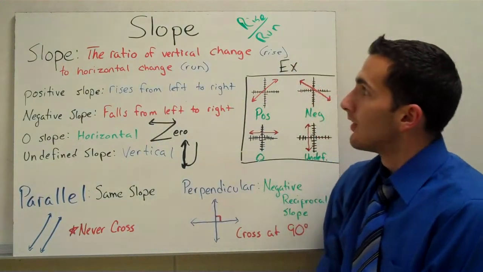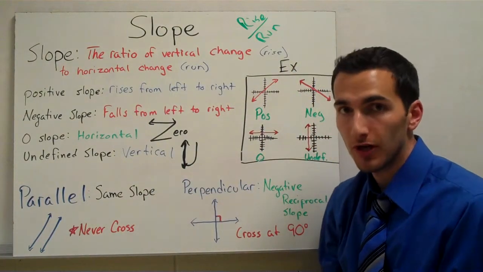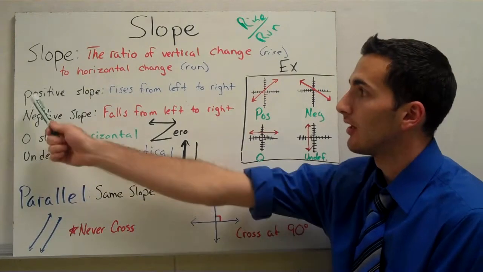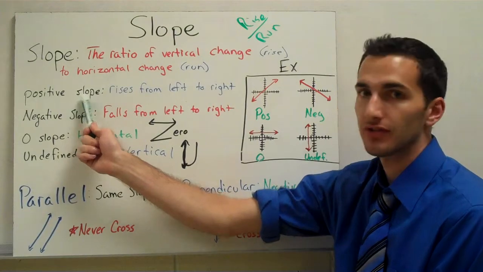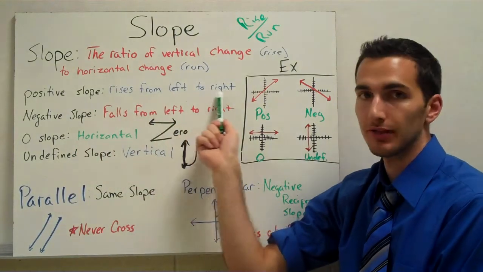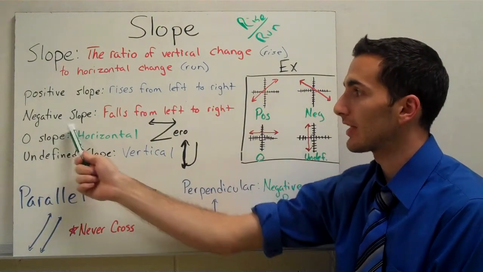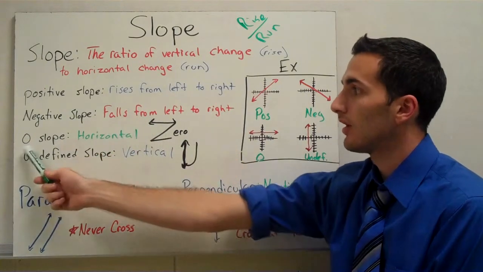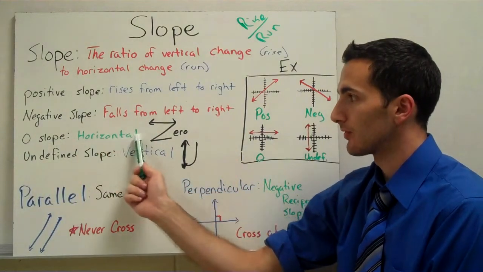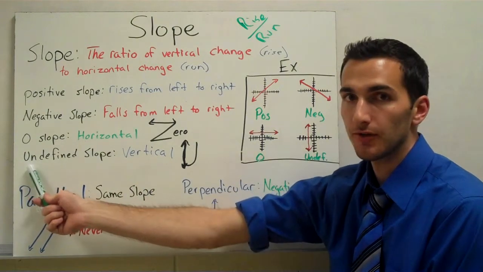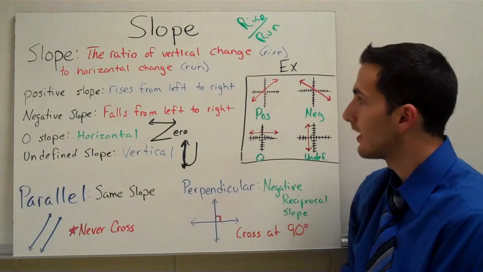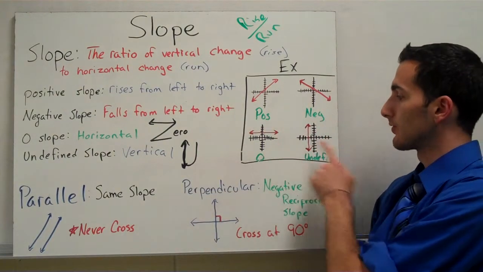Okay? Now, there are a few different things we need to know about slope before we can actually get into using it. First off, positive slope means that the line rises from left to right. A negative slope means that your line will fall from left to right. A zero slope means that your line is horizontal. And an undefined slope means that your line is vertical. Okay? Here are examples of all of those things right over here.